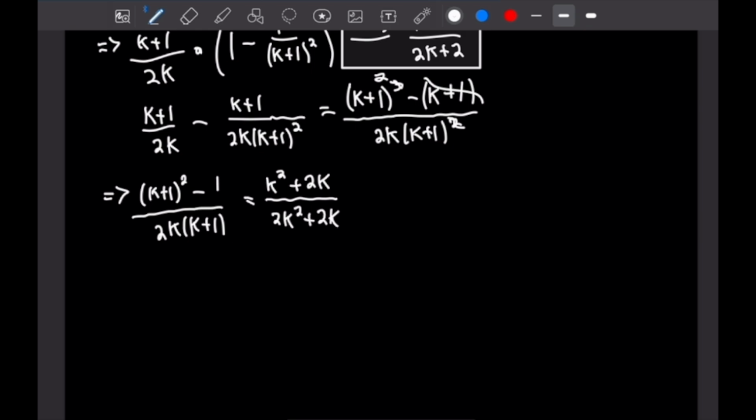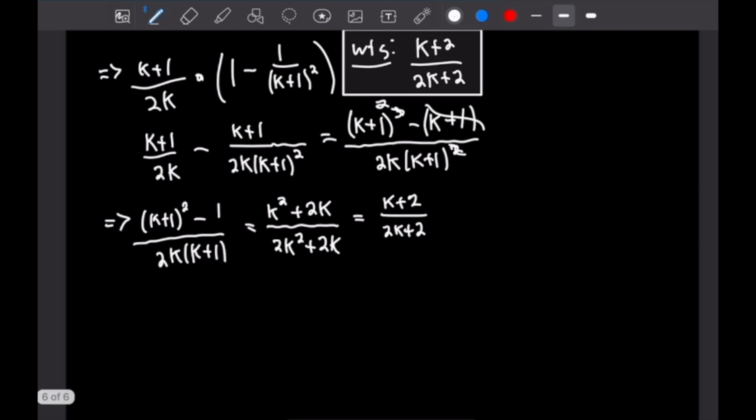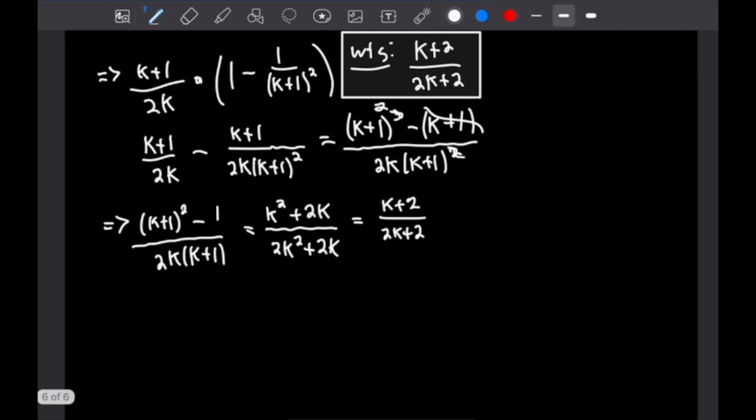And so we can factor out a k from our numerator and our denominator and cancel them. And we will get the following. We will have k plus 2 over 2k plus 2. And if you recall, that is exactly what we wanted to show to complete this proof by induction. So that finishes this last proof off, and that is a good place to stop.